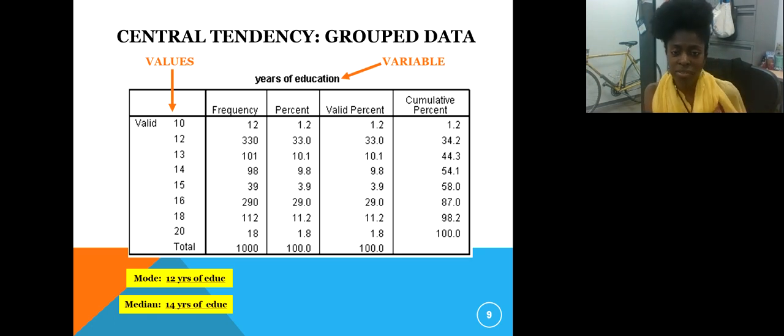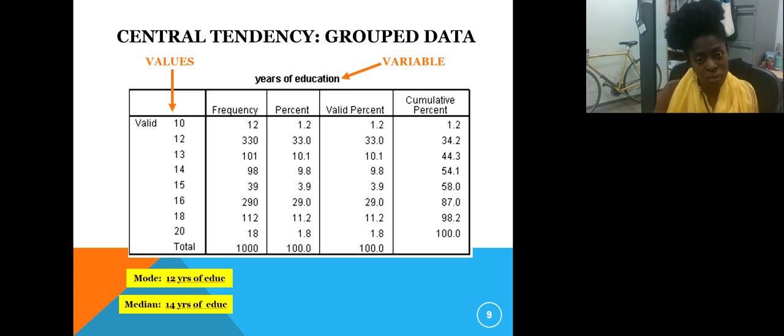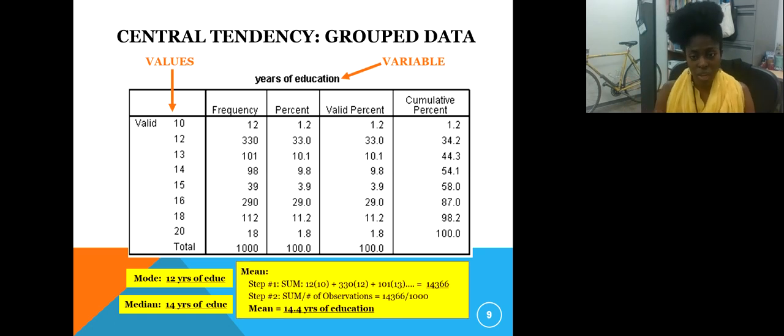12 times 330, right? And I can keep going. 13 times 101. 14 times 98. I do that all the way till I get to 20 times 18. I add all of those things that I just multiplied and got the answer for. I add all of them up. And now what? I should be dividing by something, right? And that something is n. What did we already decide that our n is? Our n is 1,000. 1,000 people answered this particular question. So all those numbers, 10 times 12, 12 times 330, 13 times 101, plus 14 times 98, plus 15 times 39, and so on, all of that divided by n, 1,000. And there we will find our mean.